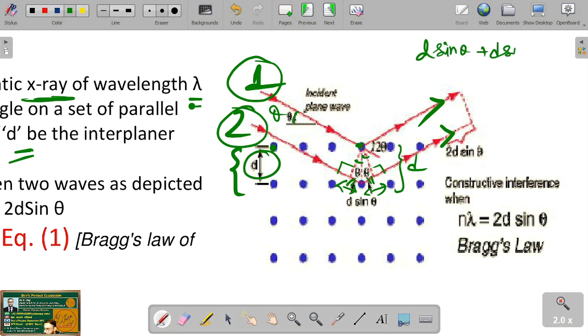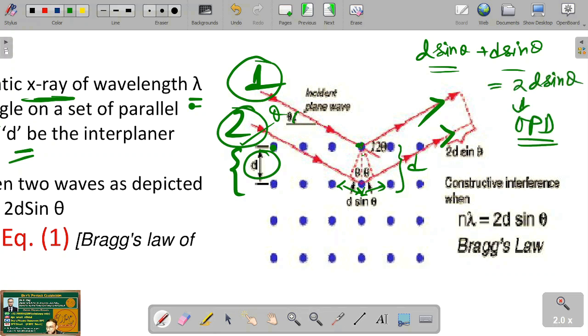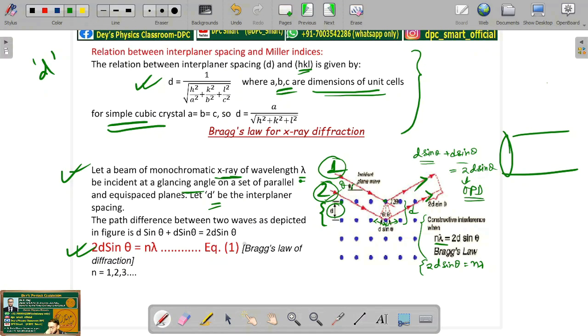plus d sin theta. Extra path travelled by the ray 2 would be d sin theta plus d sin theta, means this distance plus this distance, that is total is 2d sin theta. If the optical path difference 2d sin theta is equal to n lambda, so this is the Bragg's law for X-ray diffraction, where n equals 1, 2, 3, integer numbers.